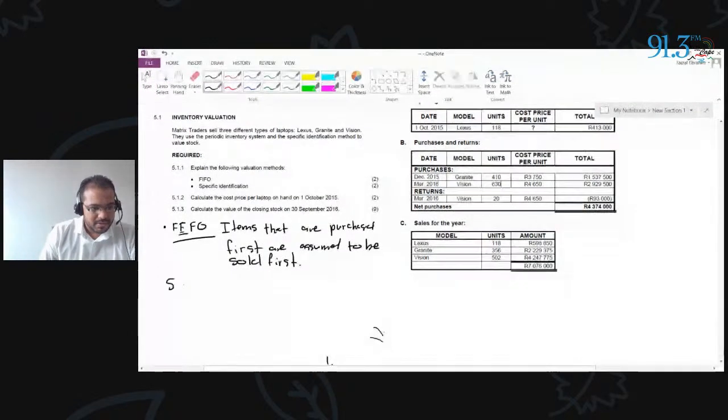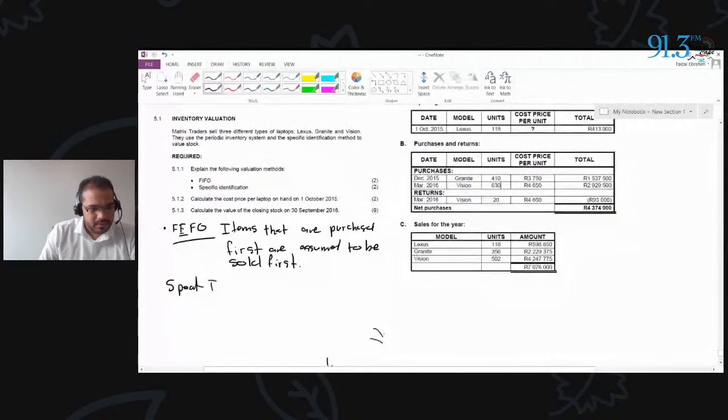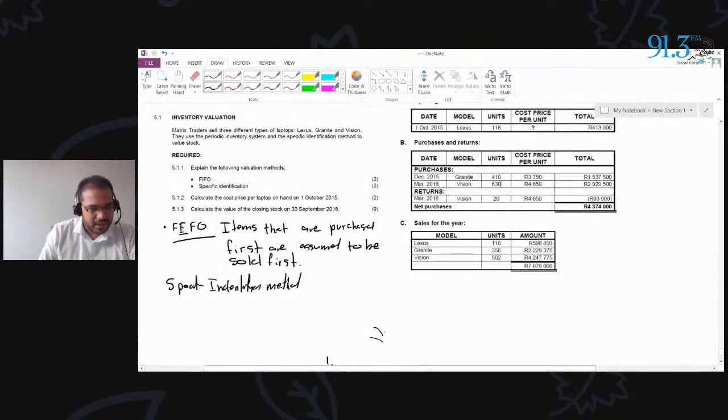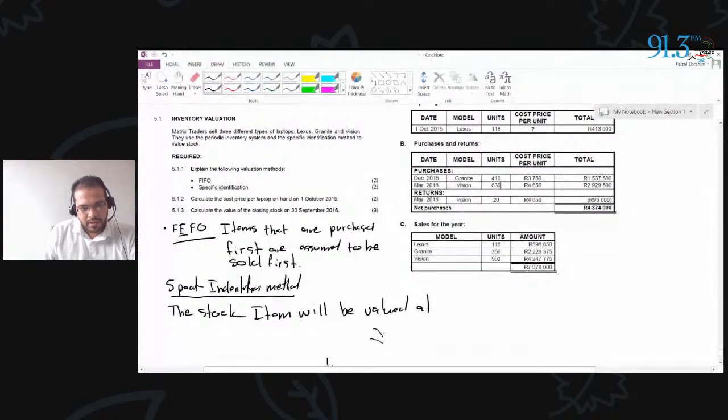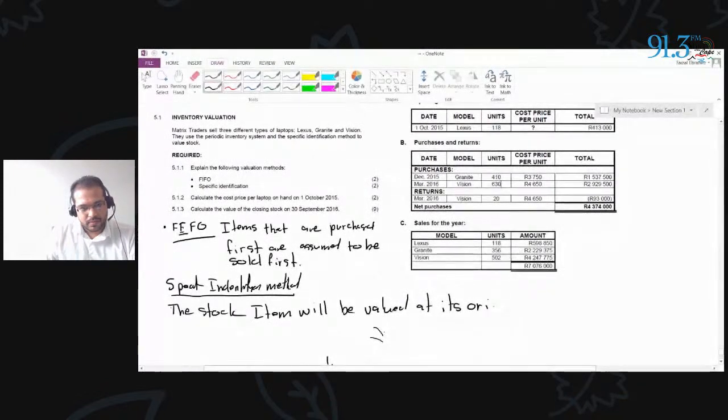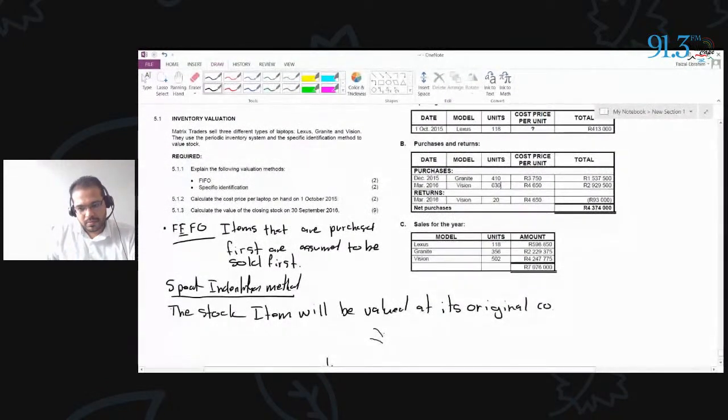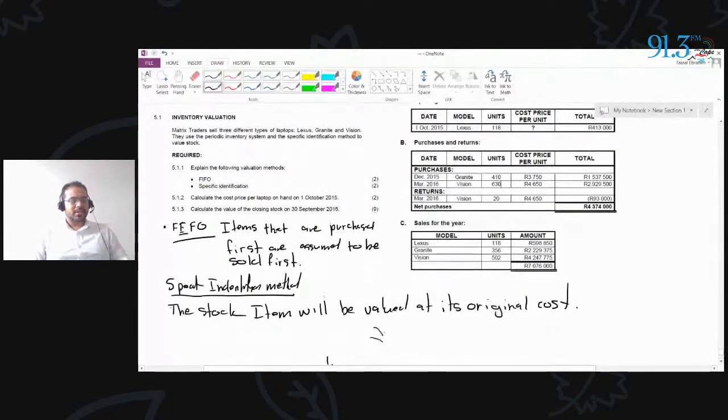So we can write down here, specific identification method. And the specific identification would be: each item of stock is valued at its original cost. So we'd say here that the stock item will be valued at its original cost. So matriculants and students, that's a bit of theory regarding first in first out and specific identification.